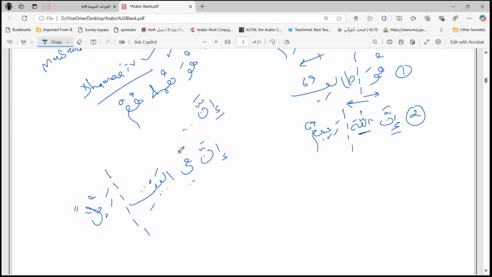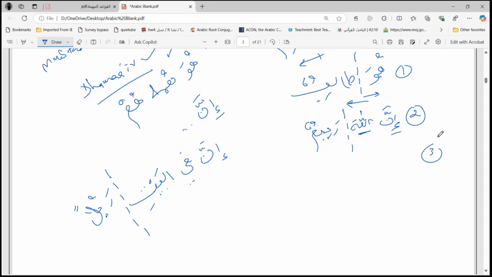If it is like this kind of structure, like the example cited, inna fi khalqis samawati wal ardi la ayatin. That is ismu inna, but it is delayed. So these cases will be very rare. Otherwise, normally this will happen.